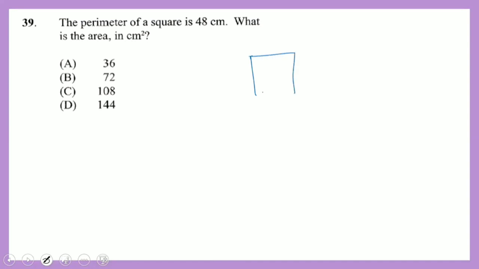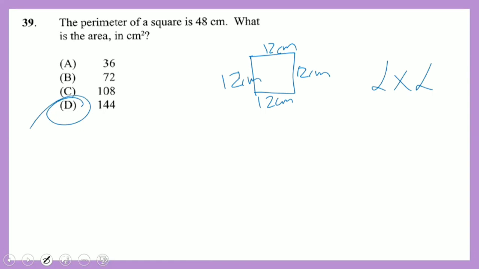Immediately, your mind must go to the fact that in a square, the lengths of all 4 sides are equal. Not drawn to scale. So that means the perimeter of the square is 48, divided by 4, and that means each side is 12 centimeters. What is the area? Now we know the area of a square is side times side, or length times length. That's 12 centimeters times itself, which is 144 centimeters squared.